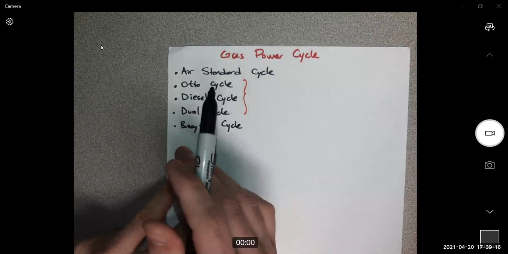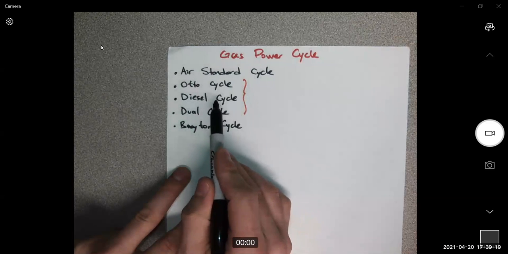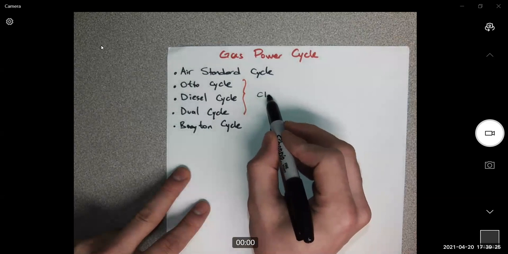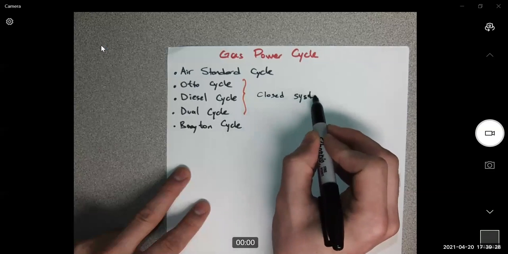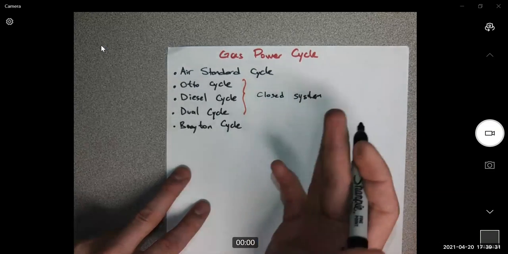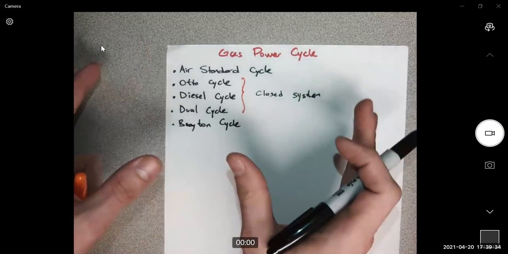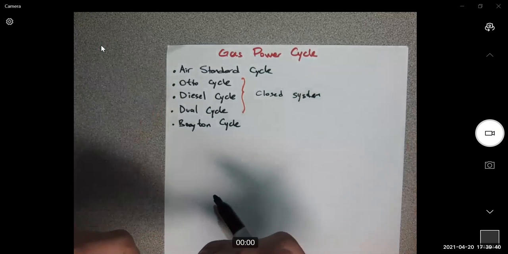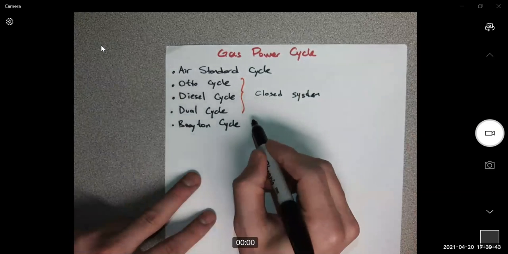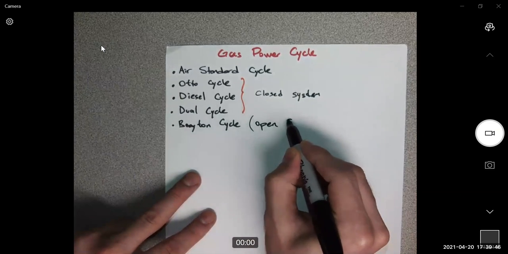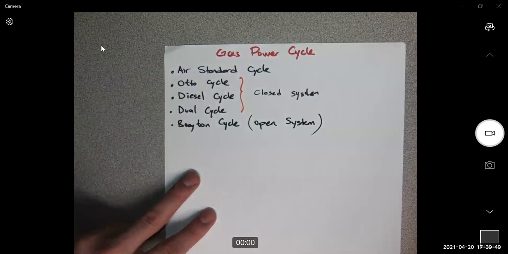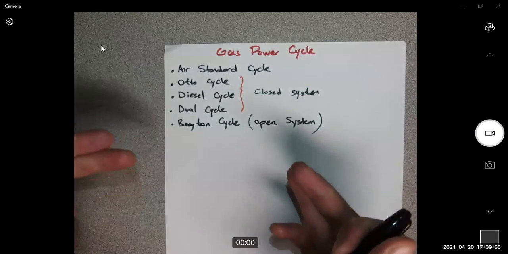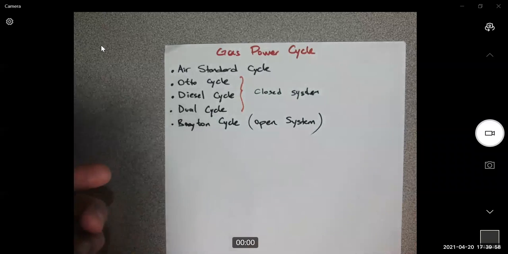What I would like to mention here is that the Otto and diesel cycles, and the dual cycle as well, are closed system cycles, or control mass, right? Meaning that the entire cycle happens in a piston cylinder assembly, a closed system, control mass system. The Brayton cycle here is an open system. We will see those in detail: the components, what the states are, how they function, what the processes are, etc.